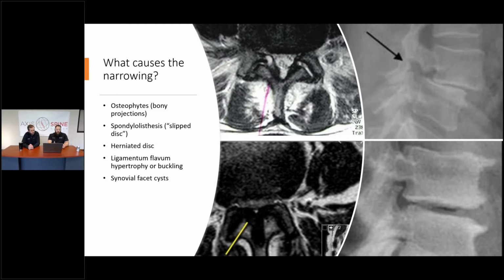Other things that can cause it: the herniated disc, which is what we covered the last time we had our talk. That can be just from a disc bulge or disc protrusion, extrusion, just different flavors of that disc pushing on the nerve structures. Another one is called ligamentum flavum hypertrophy or buckling. This is the bottom left-hand screen. You can see that there's quite a bit of narrowing at that level.